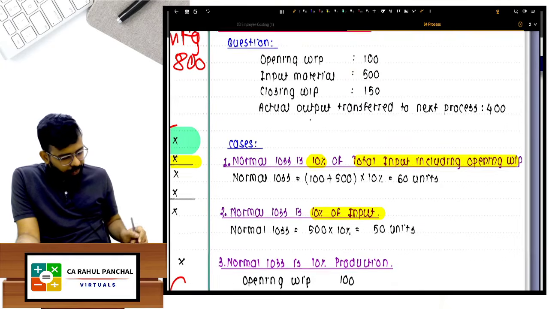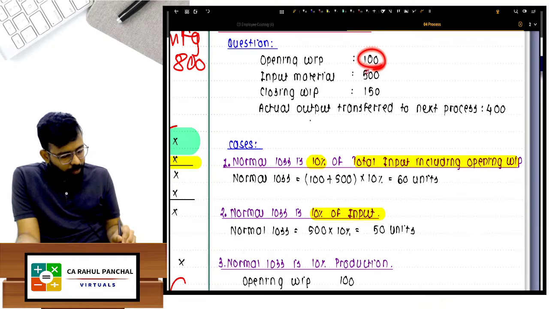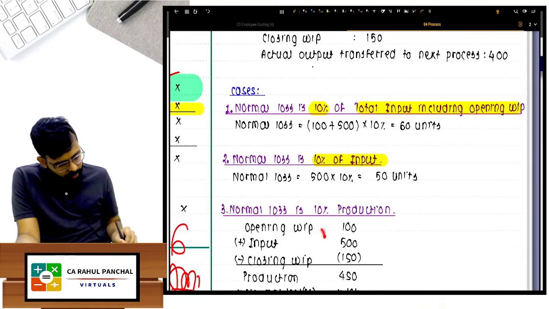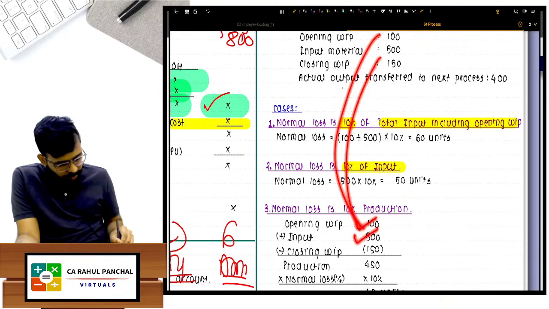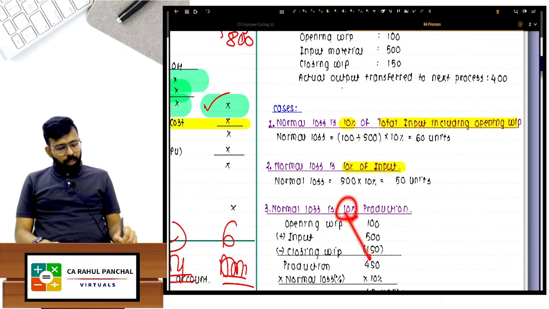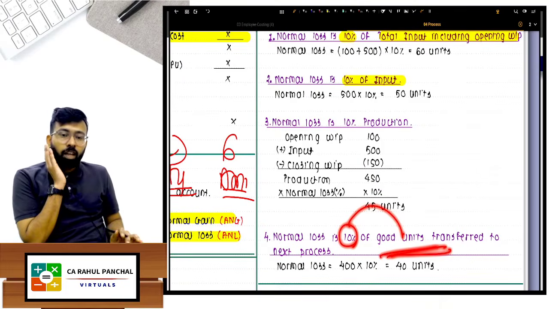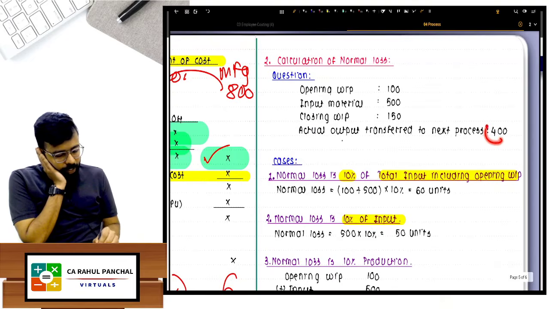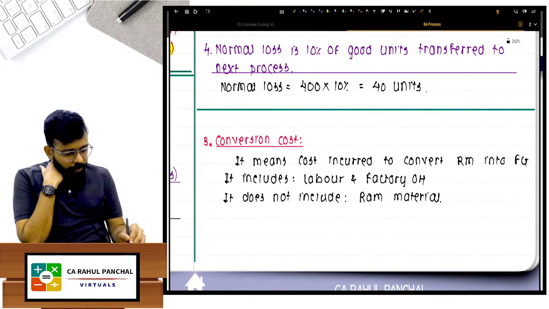If it is written normal loss is 10% of production, when I say production, it is opening plus input minus closing, that is 100 plus 500 minus closing, you will get production, and then you will calculate 10% of it. Then normal loss can be 10% of good units transferred to the next process. When I say good units transferred to the next process, it means I have transferred 400 units, so take 10% of that. Few points here and there which you need to understand. Conversion cost means it is labor and overhead.